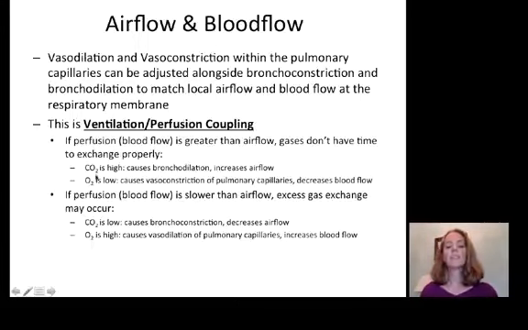The levels of oxygen and carbon dioxide will be sensed in the lungs in order to change bronchodilation or vasoconstriction. If the carbon dioxide is too high, then bronchodilation will occur. That will increase airflow. If the oxygen is too low, then vasoconstriction will occur, and that will decrease blood flow to give the oxygen time to exchange, and vice versa.